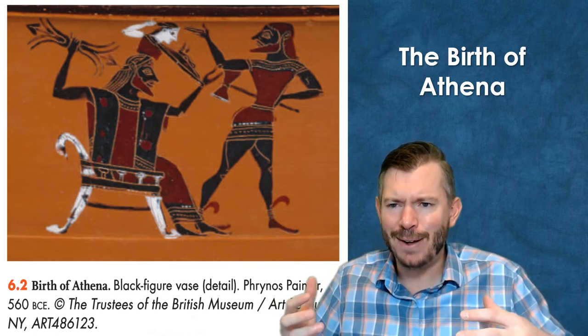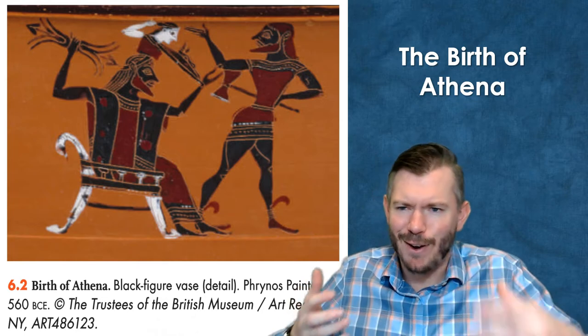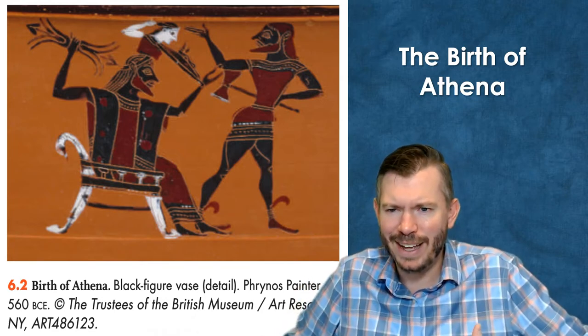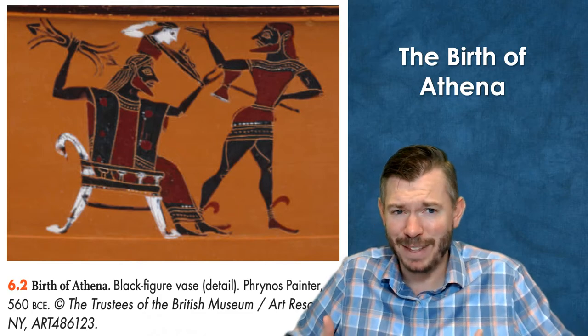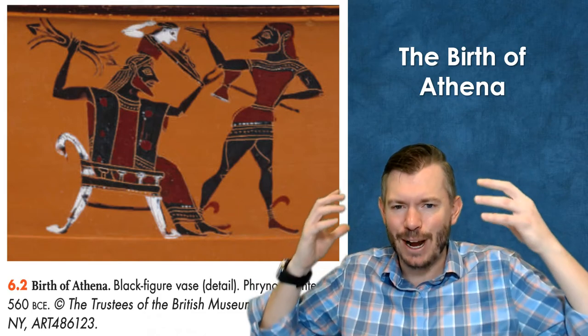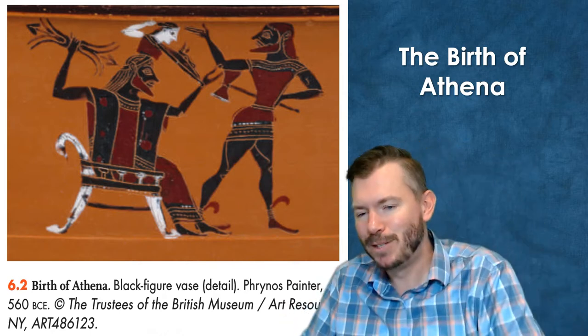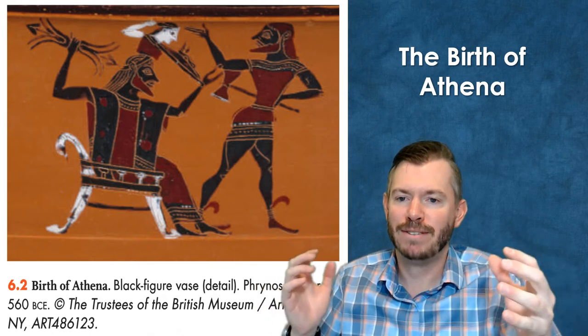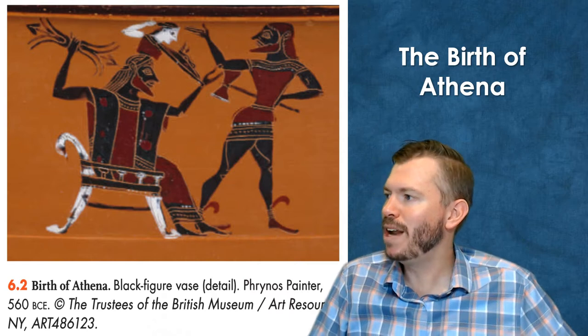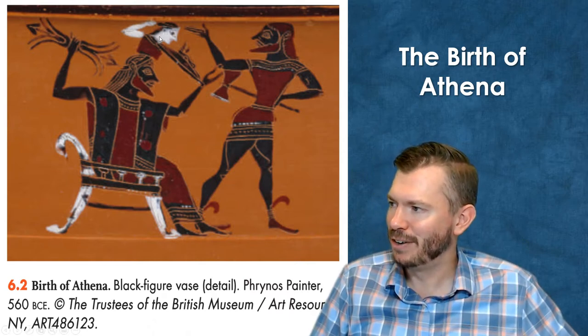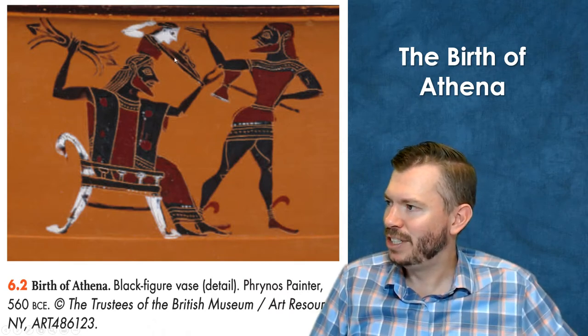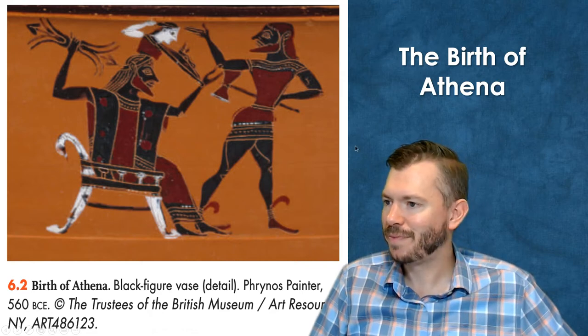But somehow the baby starts growing inside of him in his belly, inside of his wife's belly, which is in his belly, something like that. And then all of a sudden, he gets this terrible headache. Hephaestus comes in with his double-bladed Minoan axe, chops him in the head, and out pops Athena, right? Fully formed, ready for battle. You can see her here on this ancient Greek vase with the spear, with the shield. She is ready to go.